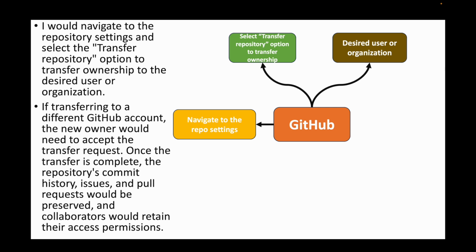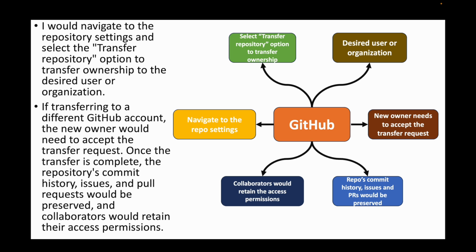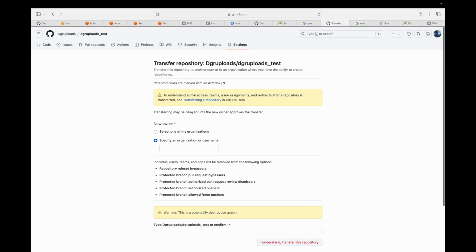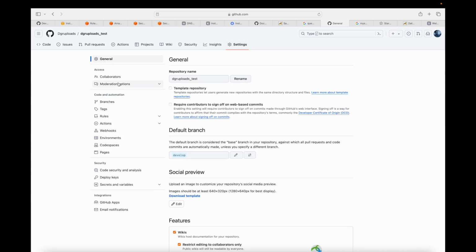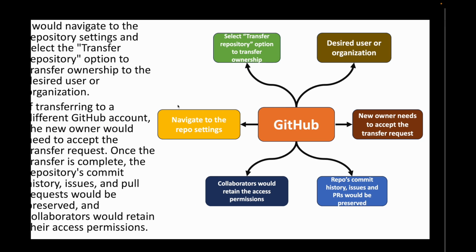All right. Now, if you're transferring the ownership to a different GitHub account, the new owner will need to accept the transfer request. So, if I'm transferring my GitHub repo to you, you will need to accept that request. Now, once the transfer is complete, the repository's commit history, issues, and pull requests, everything will be preserved. Also, the collaborators would retain their access permission. So, if there are any collaborators that are already working on this repo, that will be preserved, and they would retain their permissions as well.